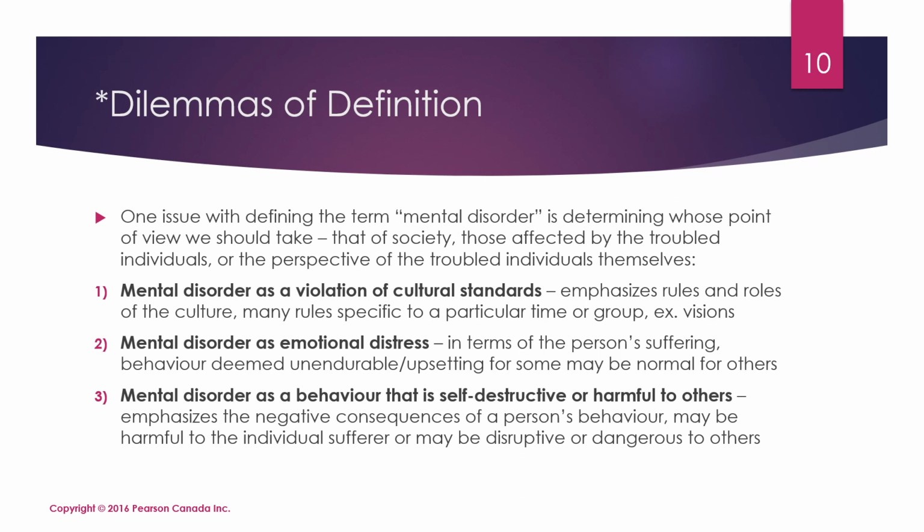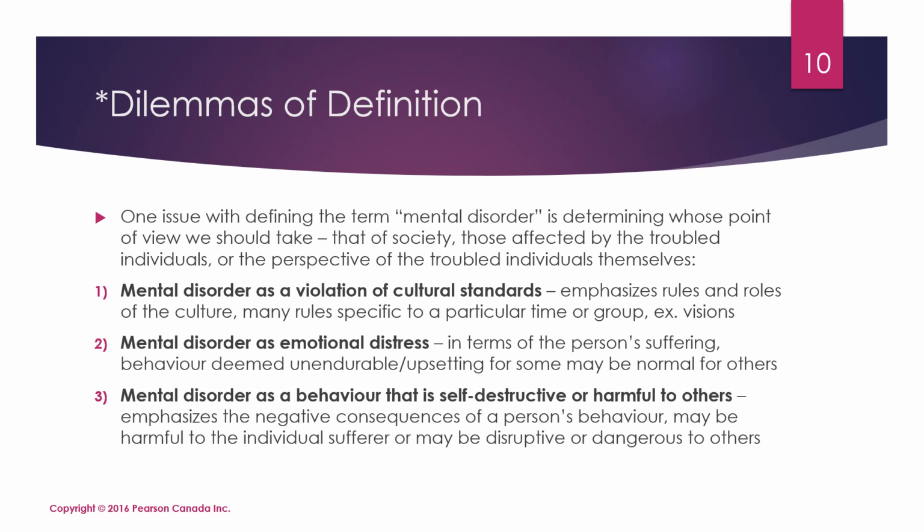Those affected by the troubled individuals, so the family members and friends of the affected person, or the perspective of the troubled individual themselves. So there are three different points of view we can take when trying to assess whether or not somebody might be suffering from a disorder. The first is mental disorder as a violation of cultural standards. This emphasizes the rules and roles of the culture that the person lives in.